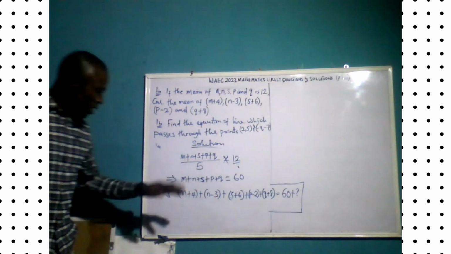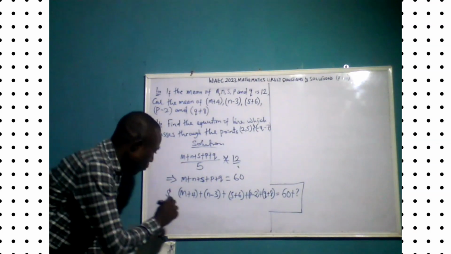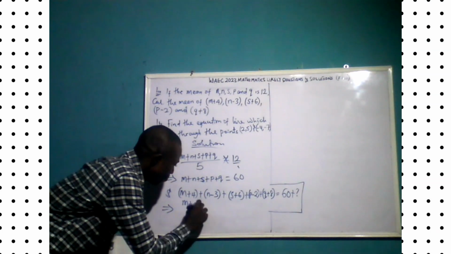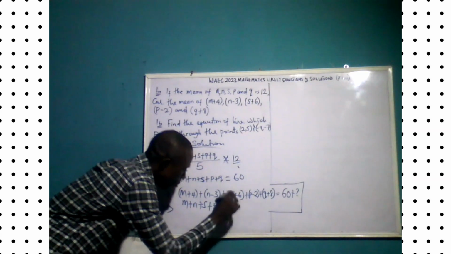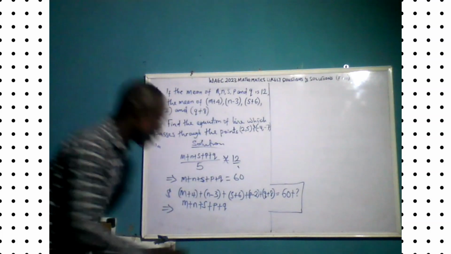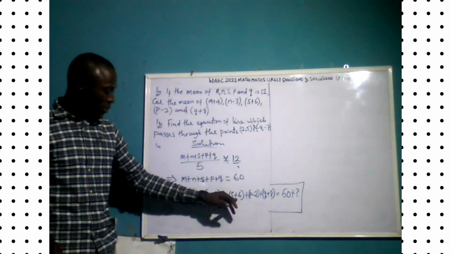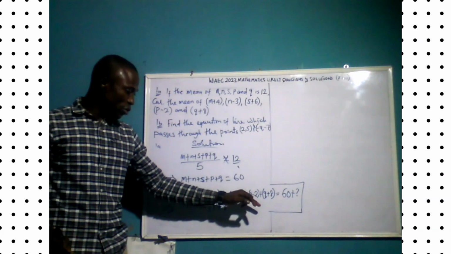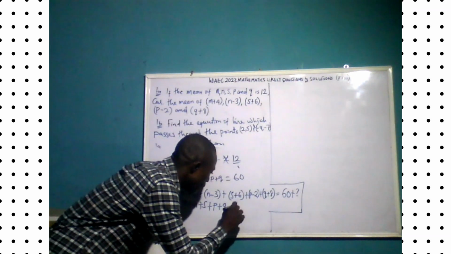Now let's remove all these brackets. By removing the brackets, we have m plus n plus s plus p plus q, those are the alphabets. Then we have 4 minus 3, that will give you 1. Please follow it. Then 1 plus 6, that will give you 7. And 7 minus 2, that will give you 5. And 5 plus 8, that will give you 13. So you have plus 13.